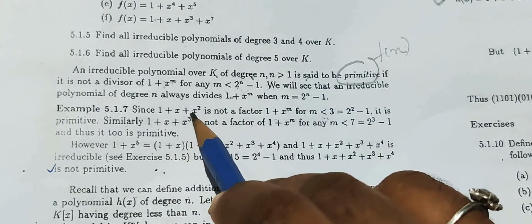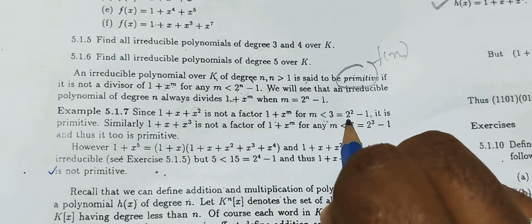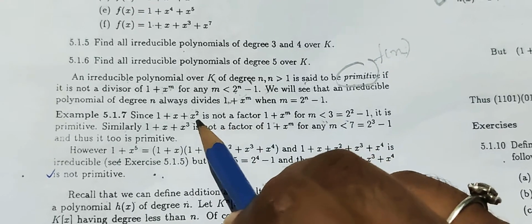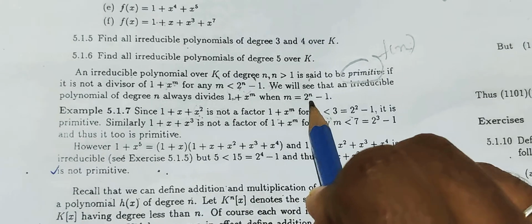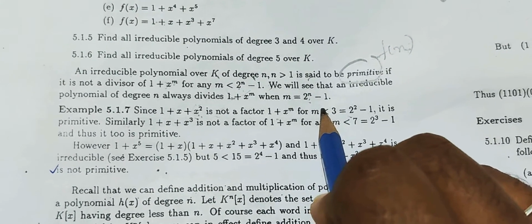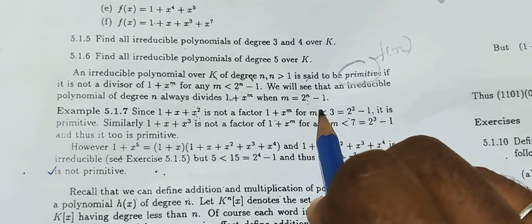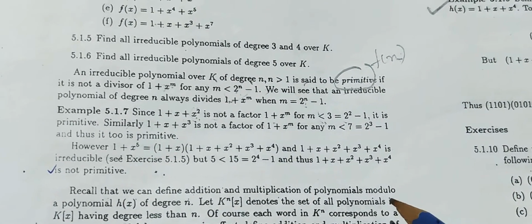So 1 plus x square is of degree 2, so here n is 2. So 2 raised to 2 minus 1 is 3. So for m less than 3, f of x will be primitive. Okay, so this is the case.